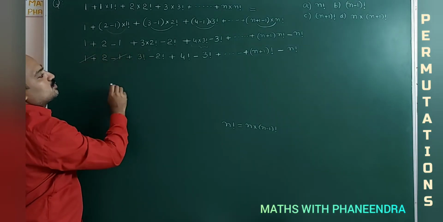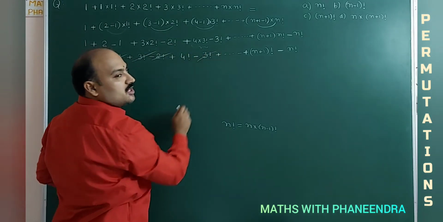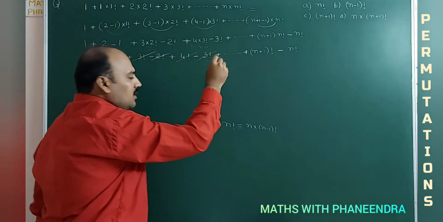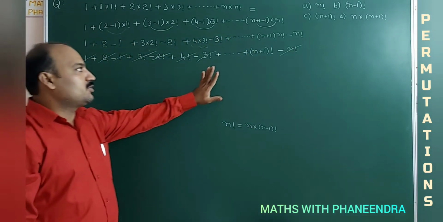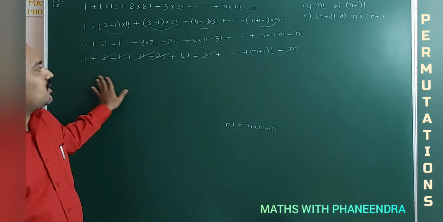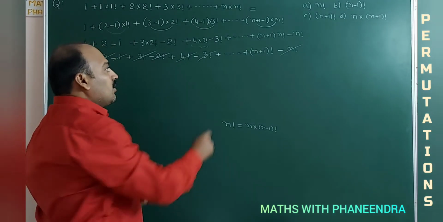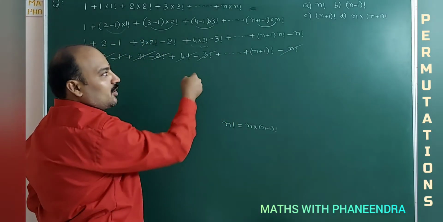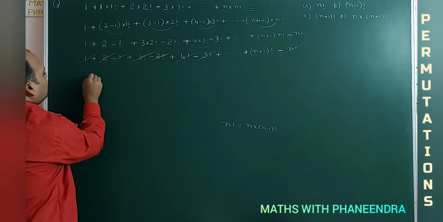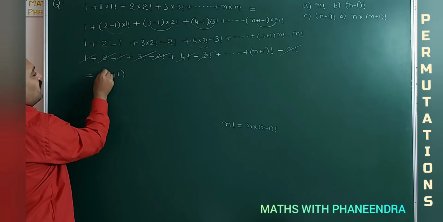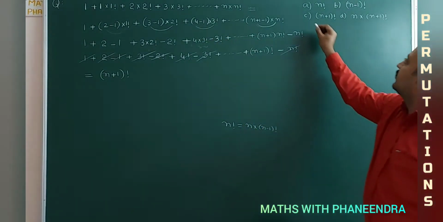So you can observe that carefully, dear students. Here plus 1, minus 1, plus 2 factorial is also 2, plus 2 minus 2, 3 factorial minus 3 factorial, and so on, it will be cancelled. All the terms are going to get cancelled except n plus 1 factorial, and n factorial before it will cancel. So ultimately this answer is equal to n plus 1 factorial. So n plus 1 factorial is there in the third option.